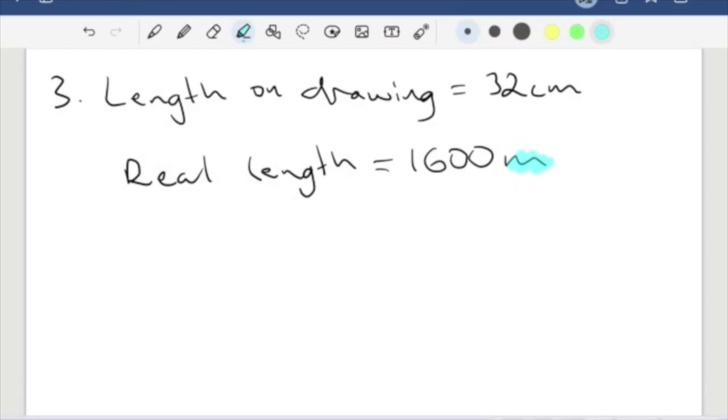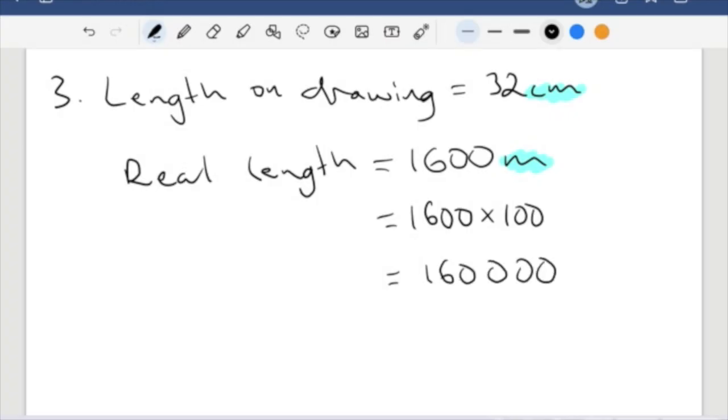Okay, so the big problem here is that we defined before ratios as comparing the same quantity. So we need these units here to be exactly the same. So what I'm going to do is convert my 1,600 meters into centimeters. And I'm going to do that by remembering that there are 100 centimeters in every meter. So I can convert from meters to centimeters by multiplying this length by 100. Now that's going to give me 160,000 centimeters.